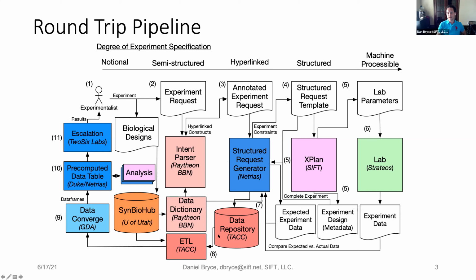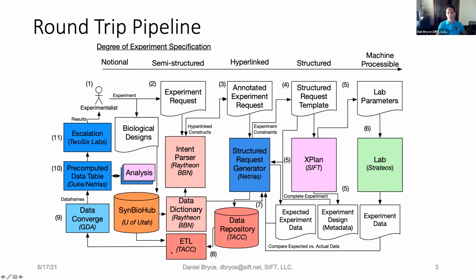And then from there, the data gets stored into our data repository, which is hosted at the Texas Advanced Computing Center. And from that data repository, we go through ETL. This involves using information from a data dictionary that allows us to attach information to the data that's retrieved from the laboratory to the records for all the strains that are stored in SynBioHub.